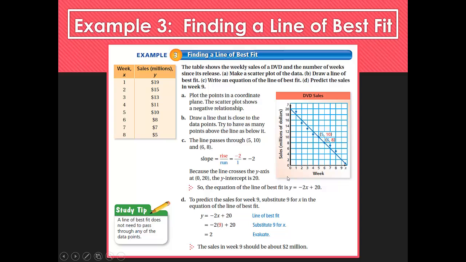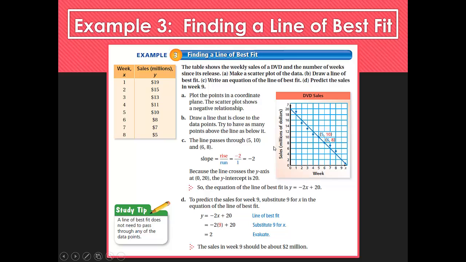Now our second part, draw a line of best fit. So you can see that the line was drawn around these points. It's not going to touch all of the points, but it should be in between the points. So you might have some on the line, you might have some to the left of the line and some to the right of the line.